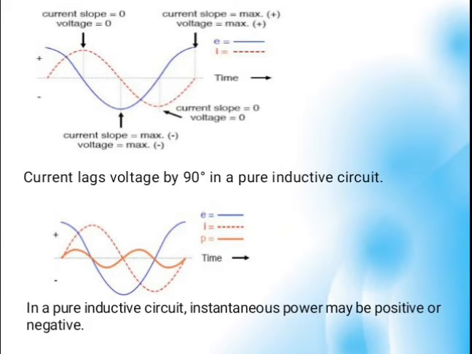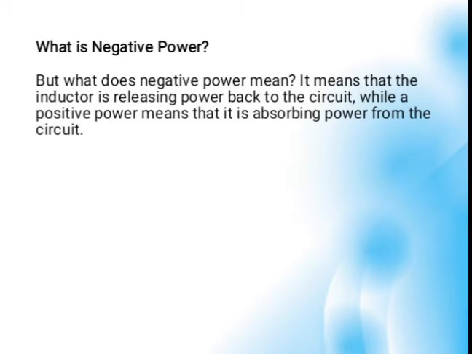However, because the current and voltage waves are 90 degrees out of phase, there are times when one is positive while the other is negative, resulting in equally frequent occurrences of negative instantaneous power. But what does negative power mean? It means that the inductor is releasing power back to the circuit, while a positive power means that it is absorbing power from the circuit.